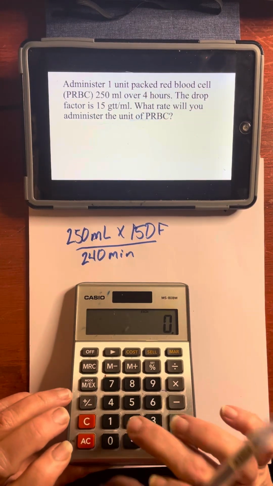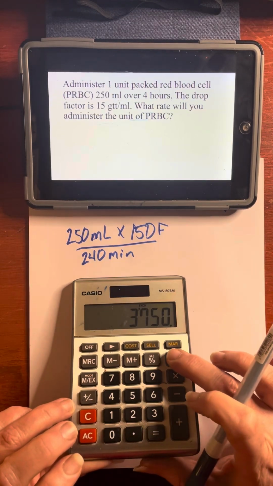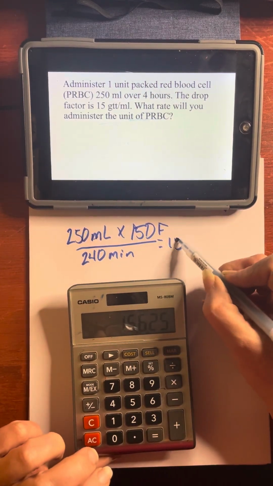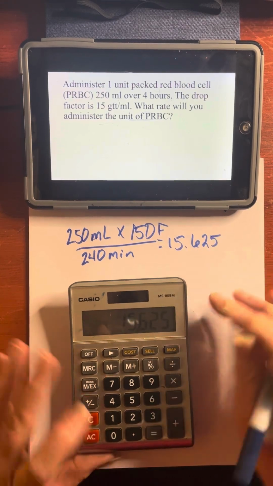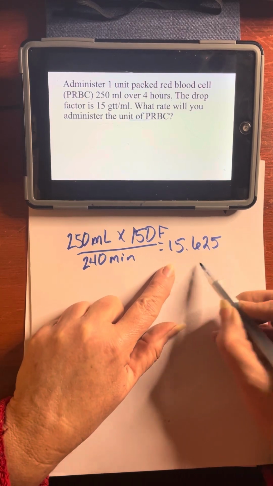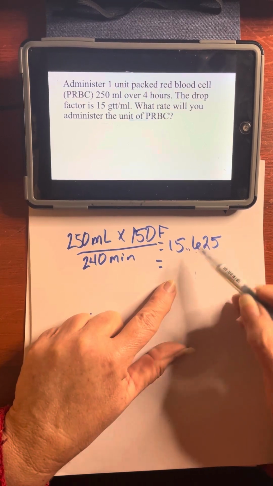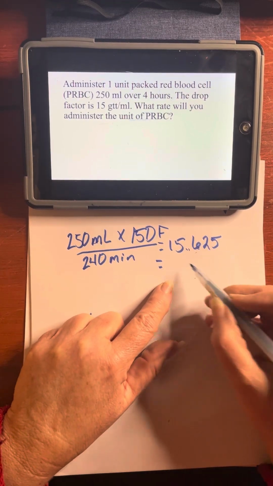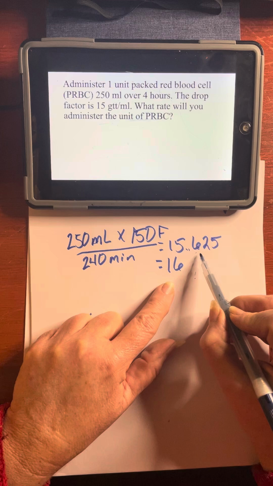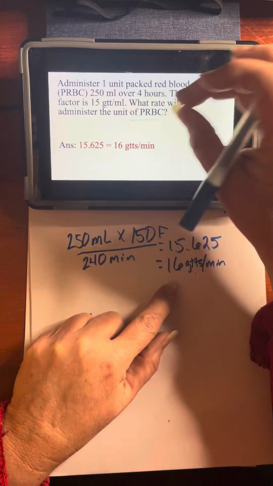So come on, do it with me. We could do it together. 250 times 15 equals, divided by 240, and that will equal 15.625. And if this was a written test, I'd write it out so she knows I know how to round, because that 6 is going to make that 5 a 6. You got to round it to a whole number, because you can't give 0.625 of a drop.